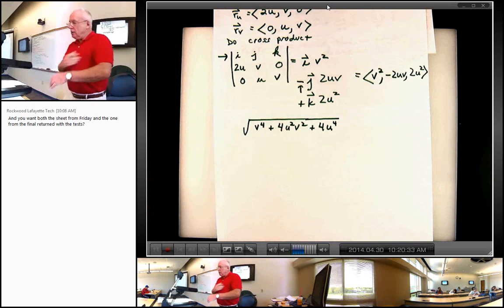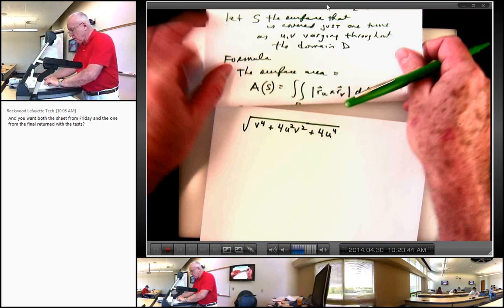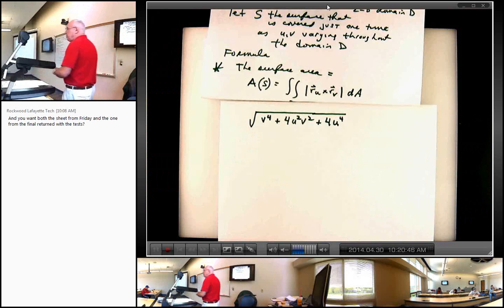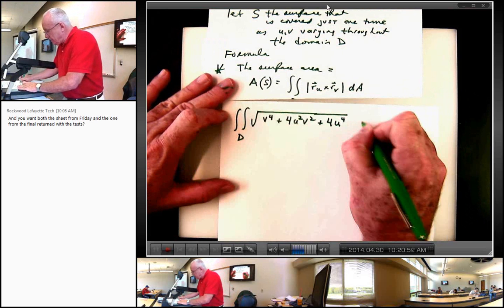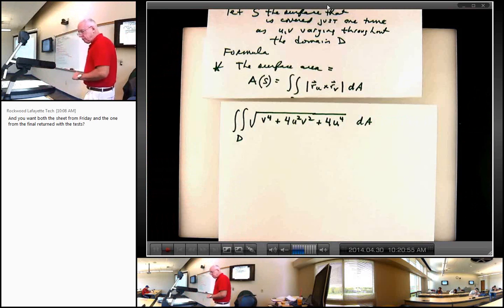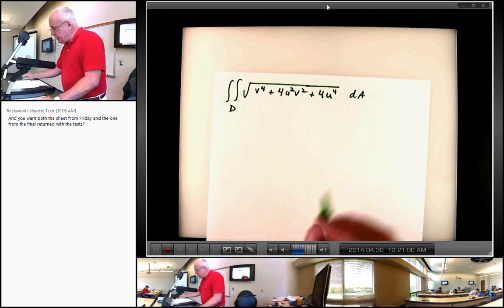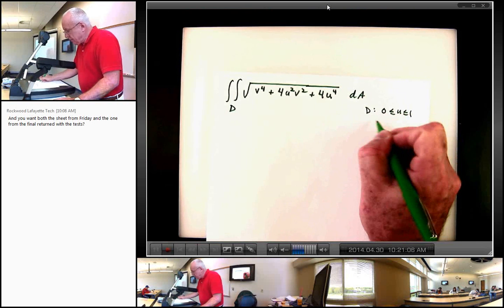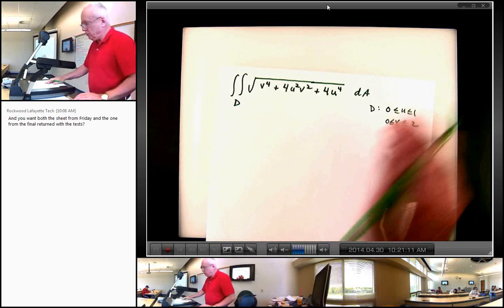All right, so going back to our formula, this magnitude here is what we're going to be taking the double integral of. So let's put my double integral here over D, dA. Now let's remember what D is. D is where u goes from 0 to 1, and v goes from 0 to 2.